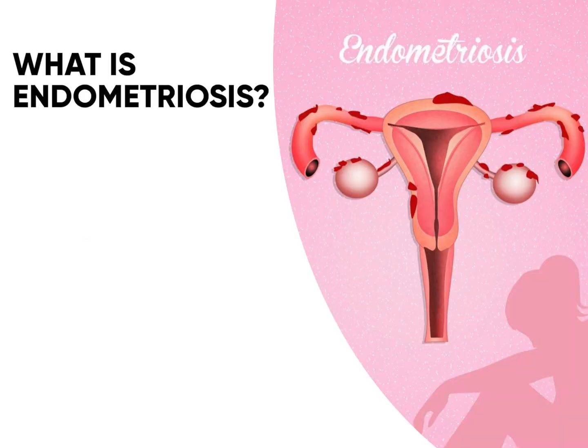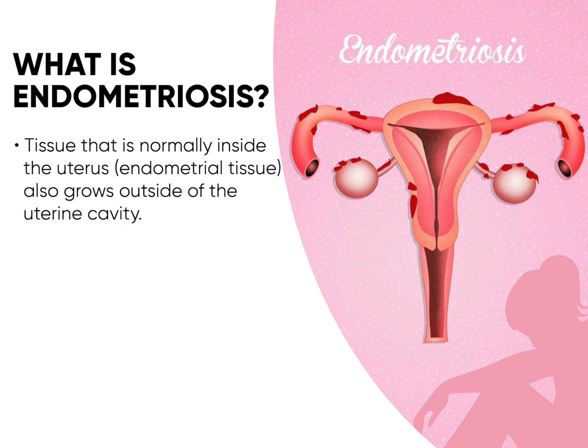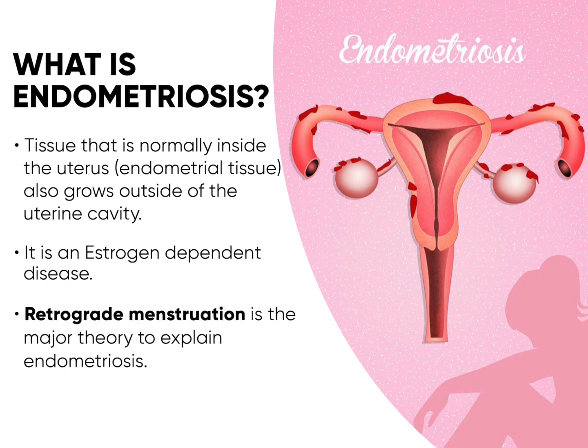Let's understand what is endometriosis. If the tissue that is normally inside the uterus, also known as endometrial tissue, grows outside of the uterine cavity, it's termed as endometriosis. This is an estrogen-dependent disease. Retrograde menstruation is the major theory to explain endometriosis.